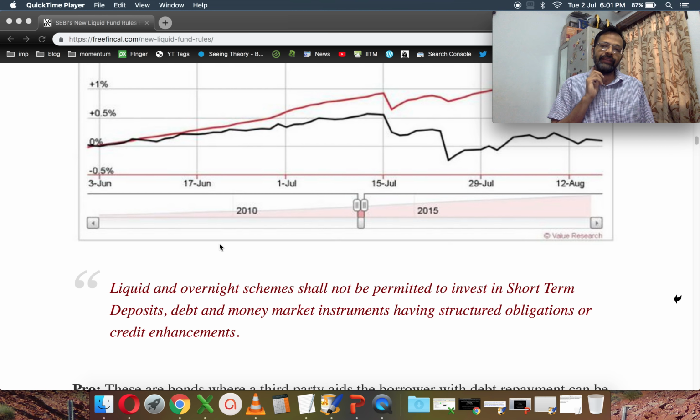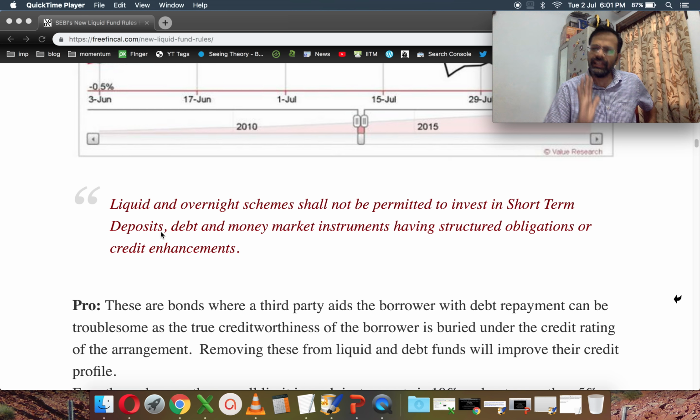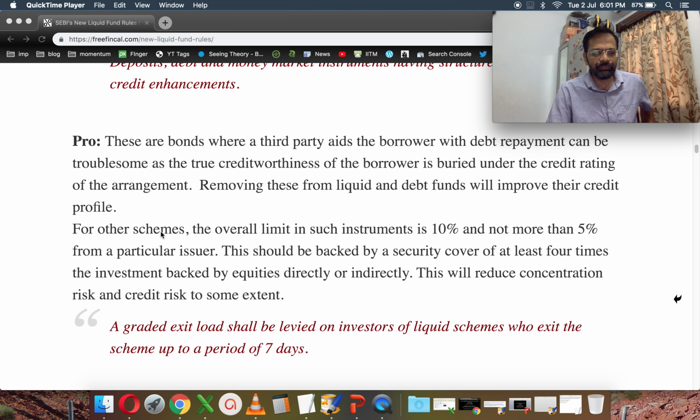But in that kind of situation, if the underlying guy defaults, then this party will also be in trouble. So they don't want liquid funds and overnight funds to invest in such structured obligations, but other debt funds can invest. So be careful with that. It will essentially increase the credit safety a little bit, but not too much. A little bit. That's all I would say.